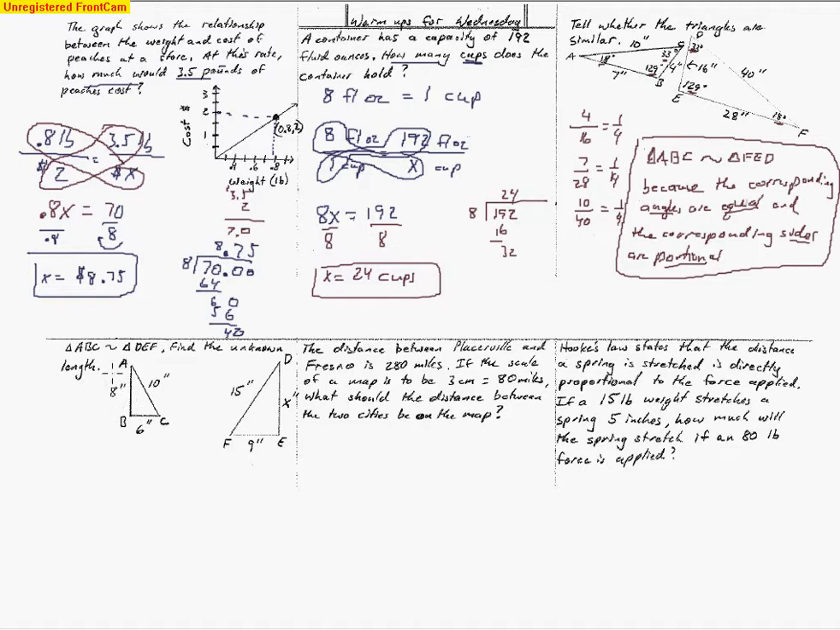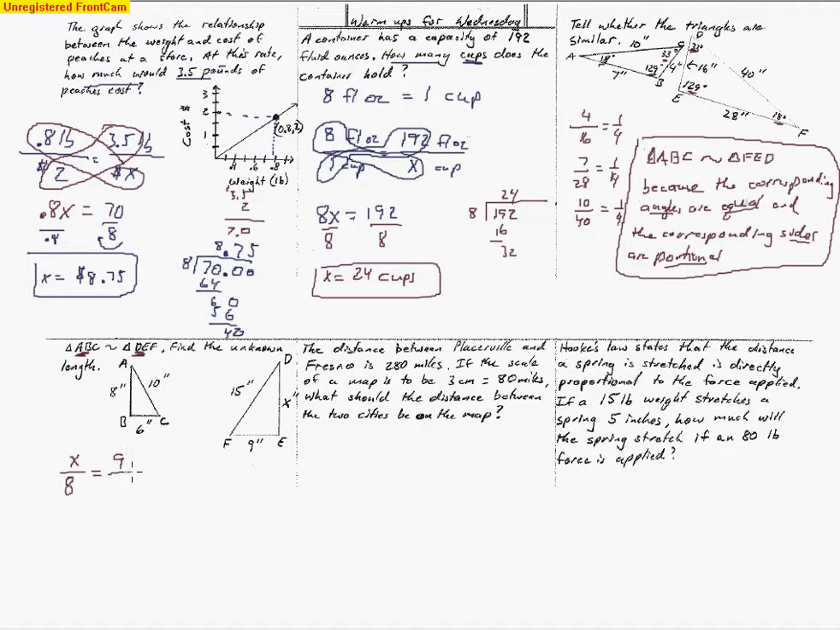So the next one gives us two similar figures, and we have to find the unknown length. So the unknown length is between D and E. So D and E are the first two letters that represent that triangle. So that means the first two letters that represent the other triangle are corresponding. So AB. So AB is 8. So I'm going to do X is to 8. And then I'm going to pick a side here. I'm going to pick 9.